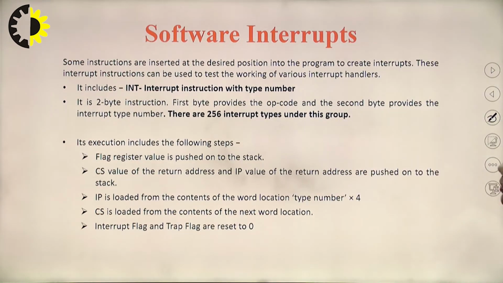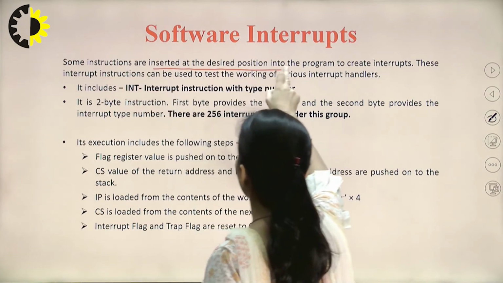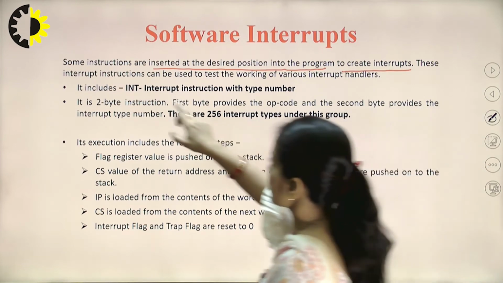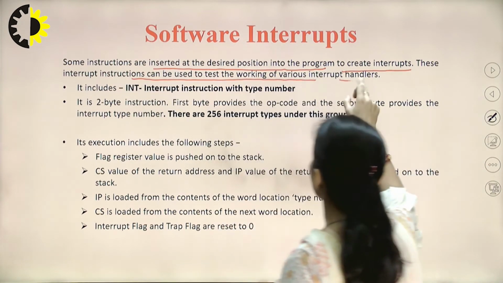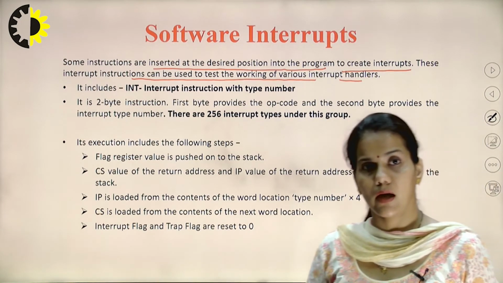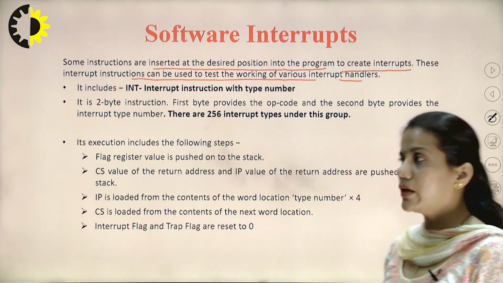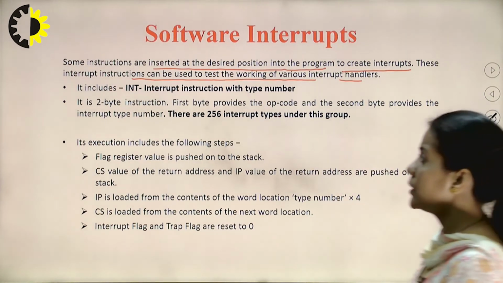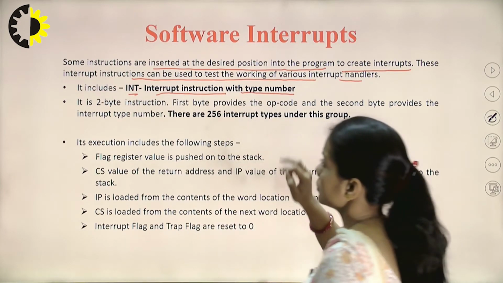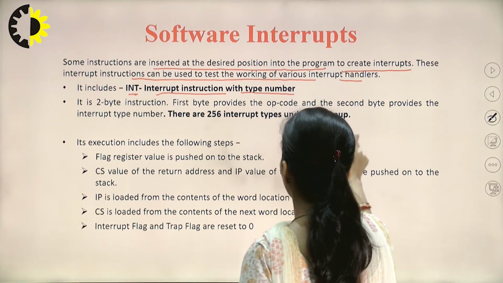Now, we come to the software interrupts. Some instructions are inserted at the desired position into the program to create interrupts. These interrupt instructions can be used to test the working of various interrupt handlers. Whenever the interrupts are provided to the main program through programming, it is known as a software interrupt. It includes INT, that is the interrupt instruction with type number. So, this is the format of the software interrupts, INT and type number.